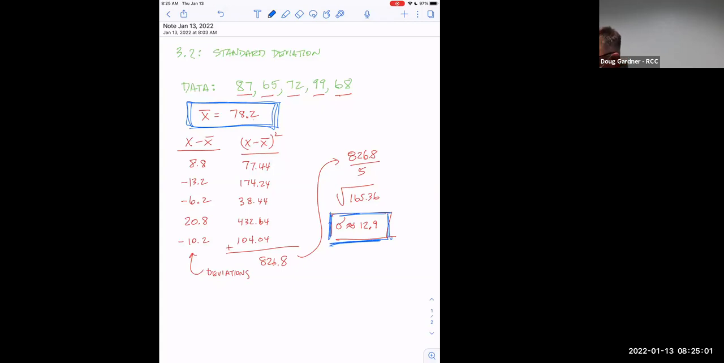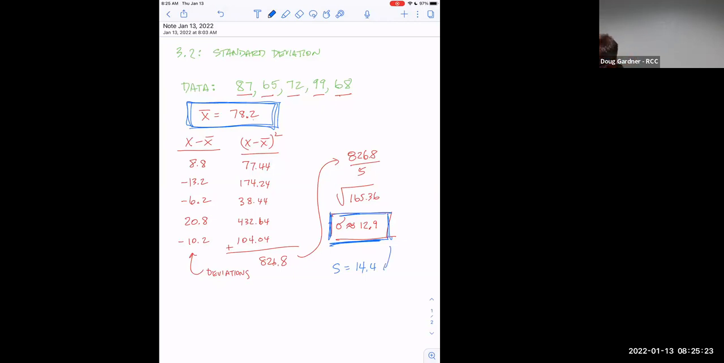So I'm just going to write this down. Remember how for the sample you'd be dividing by 4? If I took 826.8 divided by 4, got an answer and square rooted it, I'm going to erase this, but if that's the case, I would have got a sample standard deviation of 14.4. I just want you to have a sense of why somebody made this formula what it is.